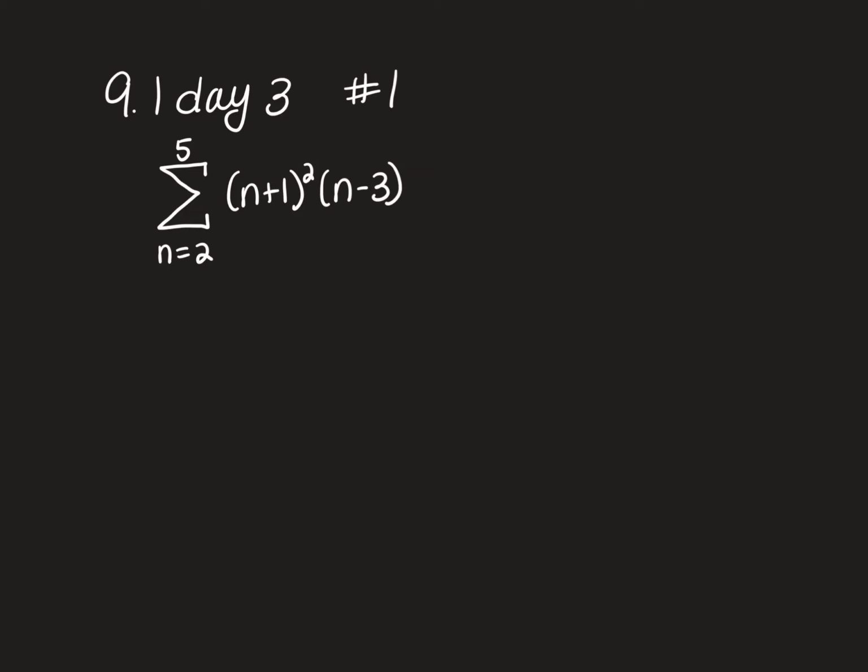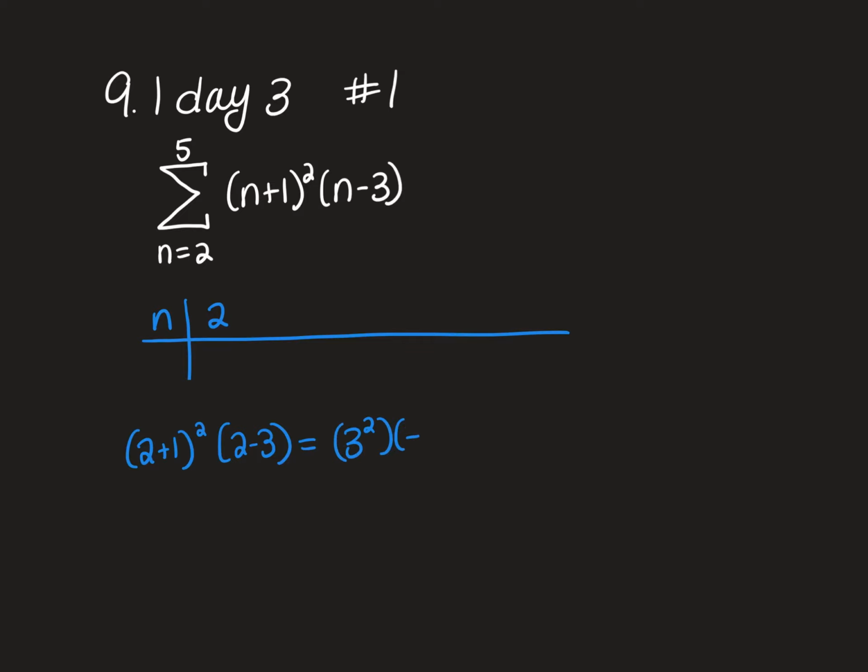So I can start by plugging in. I can make myself a little table here. So when n is 2, what do I get for the value of my sequence? Well, I just have to plug in 2 into the sequence above. So I'd have (2 plus 1) squared times (2 minus 3). All right, so that's 3 squared times negative 1, which is 9 times negative 1, which is negative 9. So when n is 2, my output is negative 9.